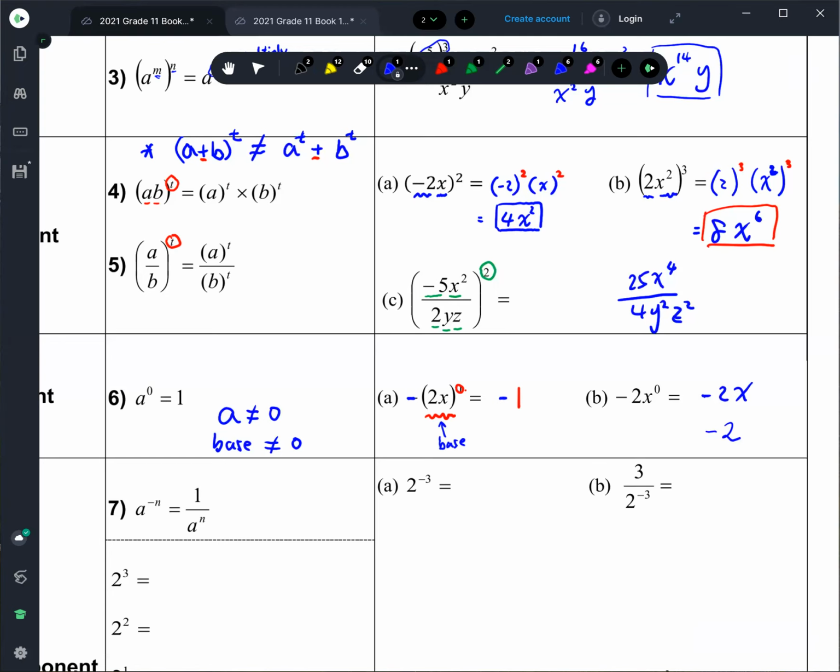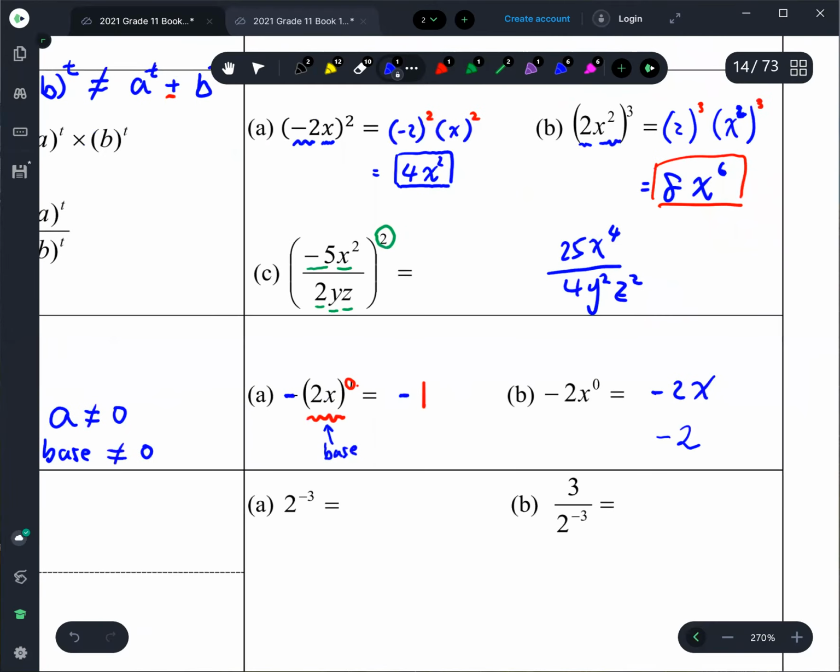Okay, so same thing for question B. Which part is the base? Aaron. The base, is it x? Yeah, 'cause only the x, it's the power of 0. Yeah, okay. So for question B, exponent is still 0, right?